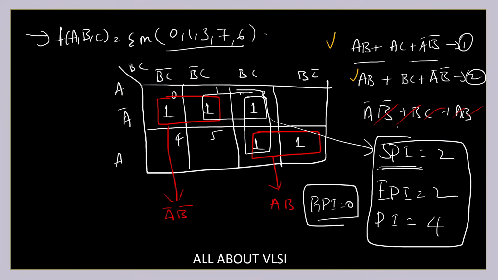So if you have an SPI, suppose you group with the below term and you get the term BC, then you cannot say this AC is a redundant term, because that grouping is also possible. That's the reason you have two choices. That's the reason SPI is equal to 2 and RPI is equal to 0.